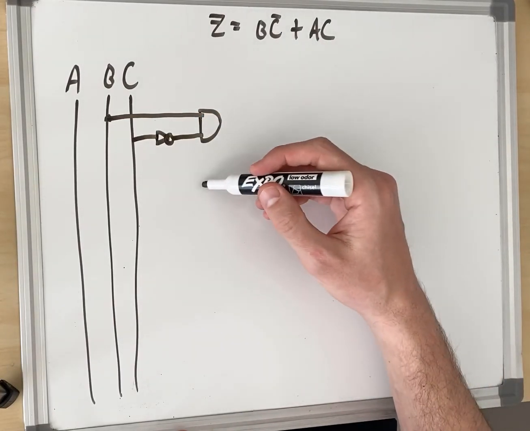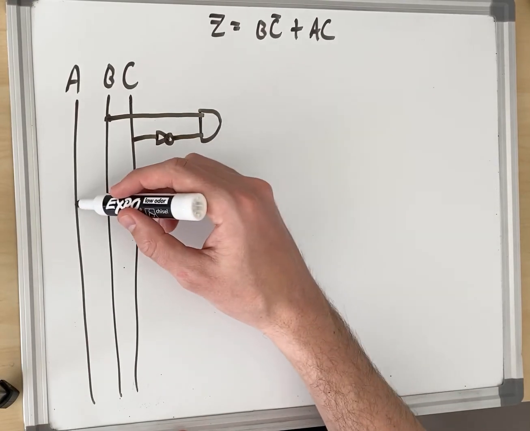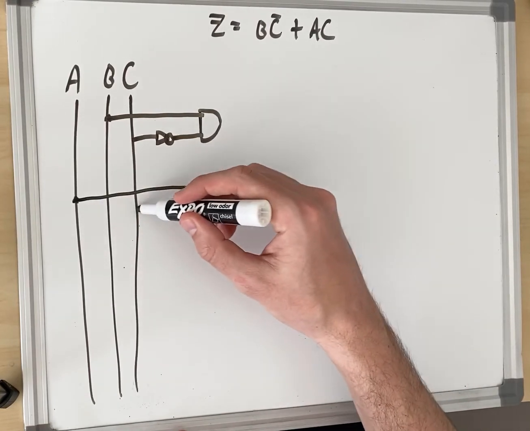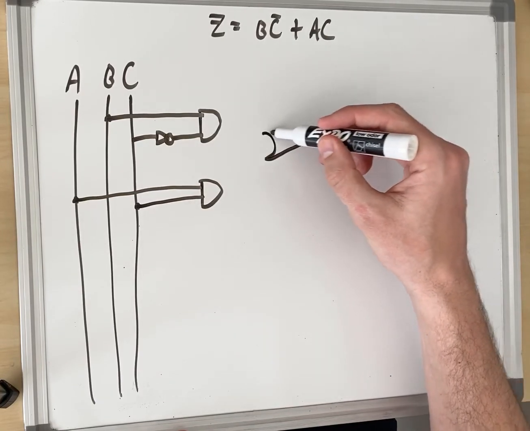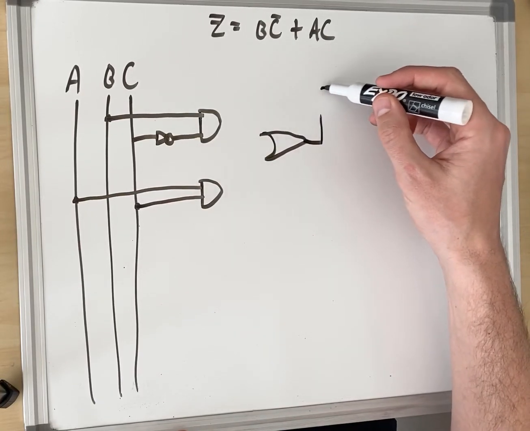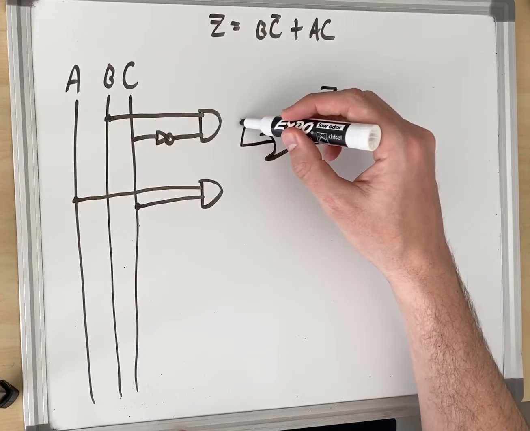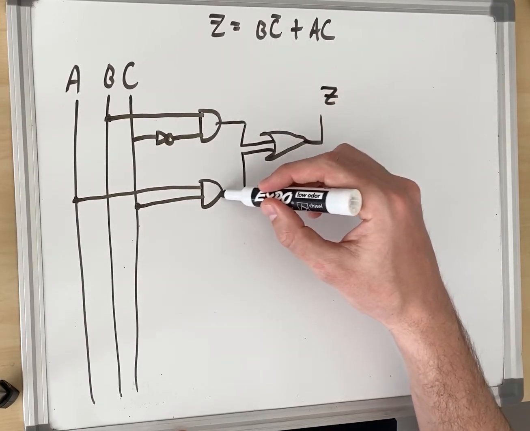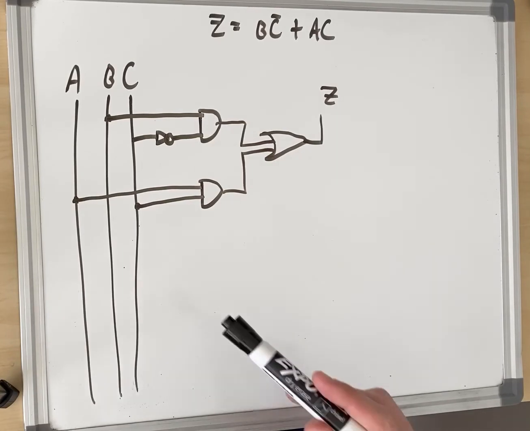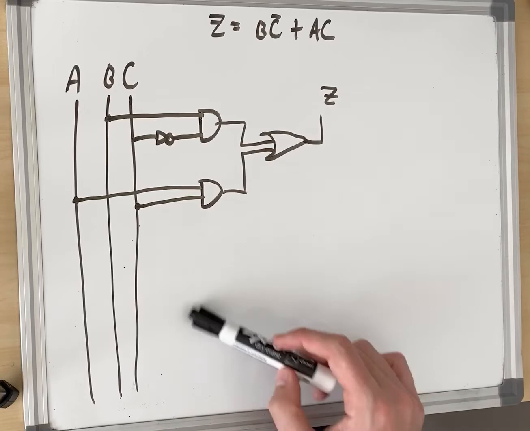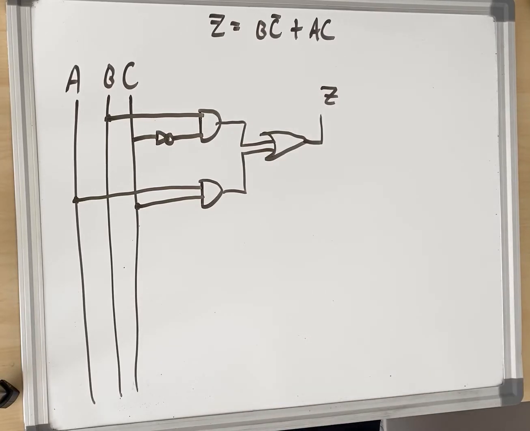And we also have AC. So grab here, A, C. The last thing I want to put is an OR, right? And that would be our Z. And this is our AOI logic. And what I'm going to do is essentially redraw this using our NAND-only implementation.